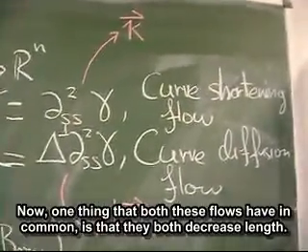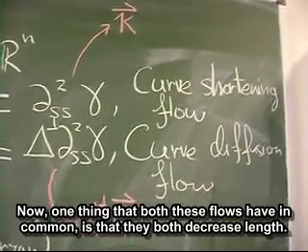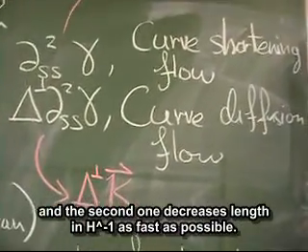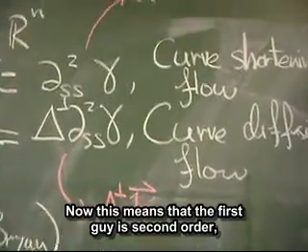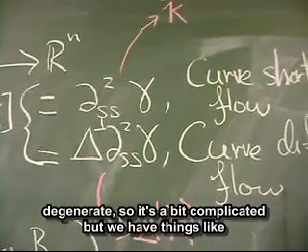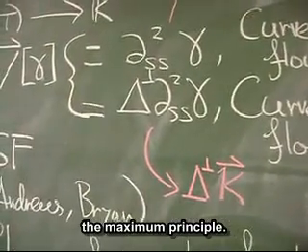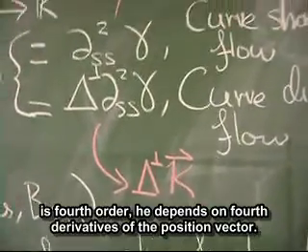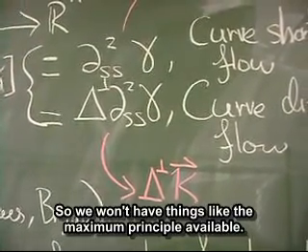One thing both of these flows have in common is that they both decrease length. The first one decreases length in L2 as fast as possible, and the second one decreases length in H^-1 as fast as possible. This means that the first is a second order differential operator, it's quasi-linear, so it's a bit complicated, but it's second order, so we have things like the maximum principle. The other flow, the curve diffusion flow, is fourth order. It depends on fourth derivatives of the position vector, so we won't have things like the maximum principle available.